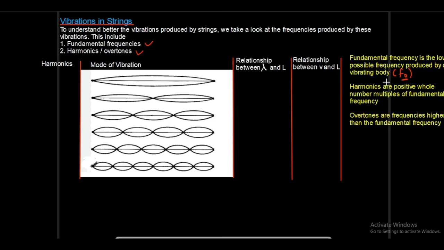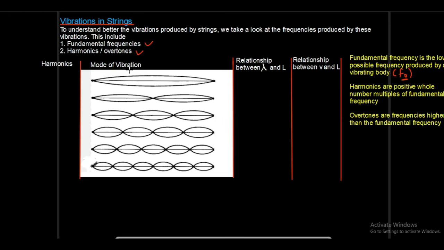Now, to get the fundamental frequency, we consider the fundamental mode of vibration. Here we have the modes of vibration, the harmonics, which we are going to come to later on. And then we have the relationship between wavelength and length, and the relationship between speed and length, also V and L. We're going to come to all of these as we progress.